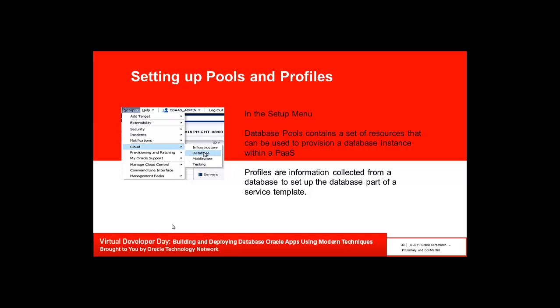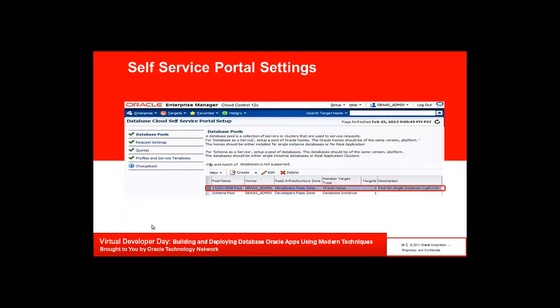You can click on Setup, Cloud, and then Database to enter this area, but do note you can create your infrastructure from here, middleware, and testing cloud sections as well. The interface is very easy to use. You'll notice that on the left-hand top side, the wizard will take you through each of these steps: the database pools, request settings, quotas, and then the final step of profiles and service templates. If you need to go into Chargeback, that is a separate section for this.